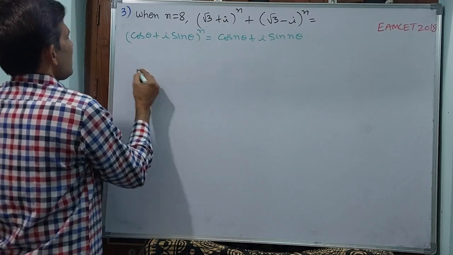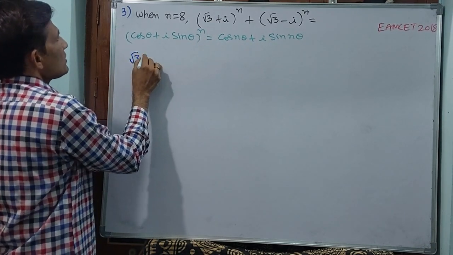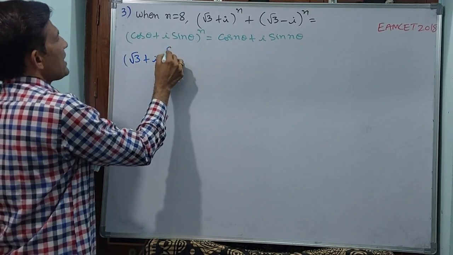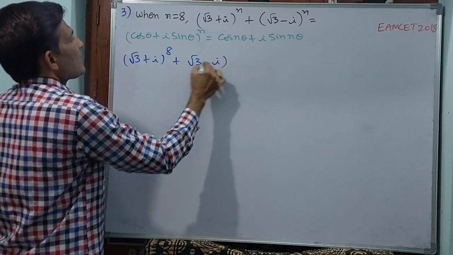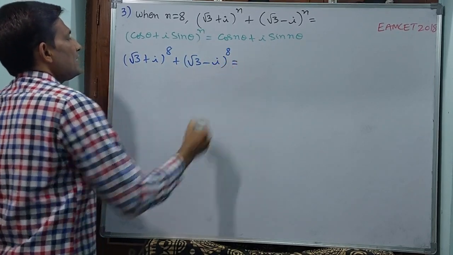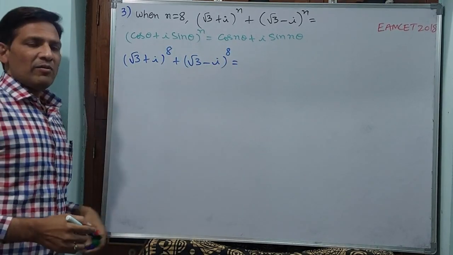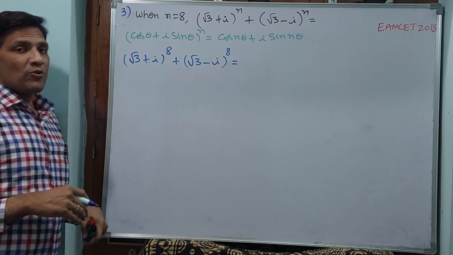Once again, I am writing these values, you see. (Root 3 plus i) whole to the power of 8 plus (root 3 minus i) whole to the power of 8, again I am writing. Are these in cos or sin form? No. Then you have to bring this. How are you going to bring it?